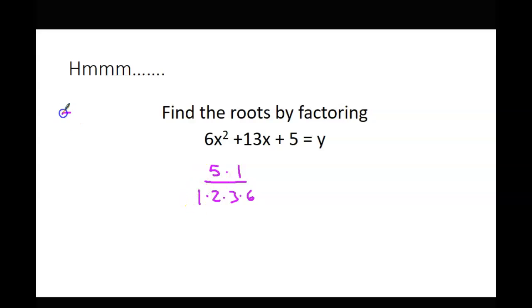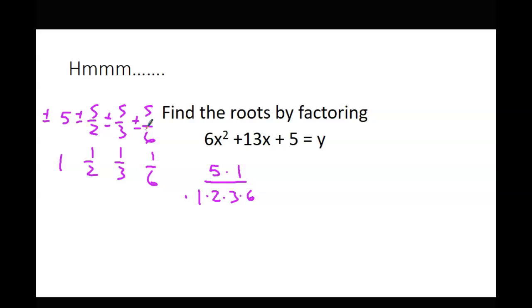Couldn't it be 5 over 1? Couldn't it be 5 over 2? 5 over 3? 5 over 6? Or how about 1 over 1? 1 over 2? 1 over 3? Or 1 over 6? Here's what I know then. I know that my roots have to be one of these 8 numbers. Does that make sense? Also, the signs get a little bit tricky because it could be positive or negative.